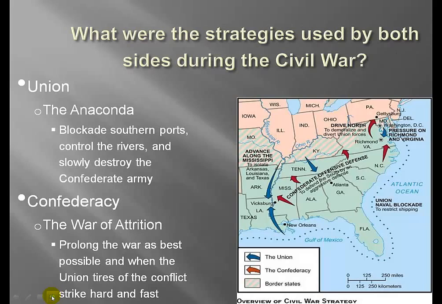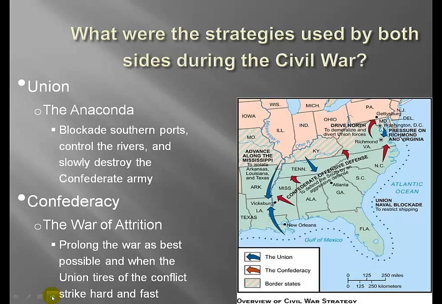There were a couple of strategies that were used. Kind of the overall strategy of the Union was the Anaconda Plan, and an anaconda is a snake which would wrap around you and just suffocate you to death. And that was kind of the idea of the Union: blockade the southern ports, control the rivers, and just slowly destroy the Confederate Army. General Scott, who was the chief of staff, if you will, General Winfield Scott, put this plan together. The Confederacy, on the other hand, really thought of a war of attrition.